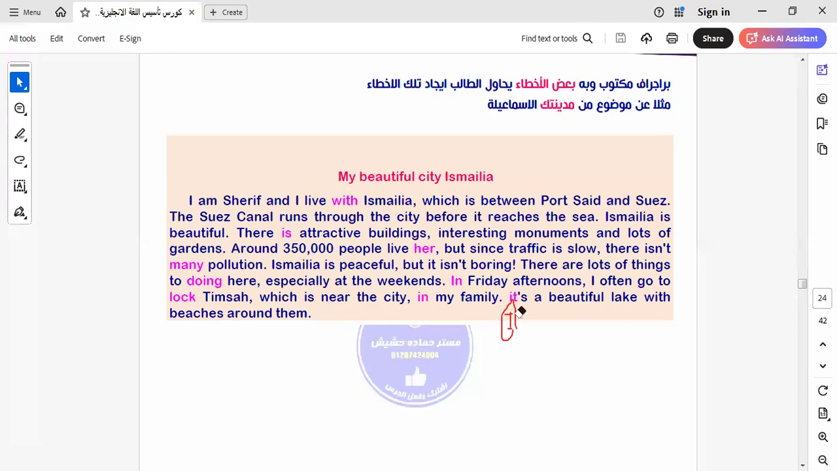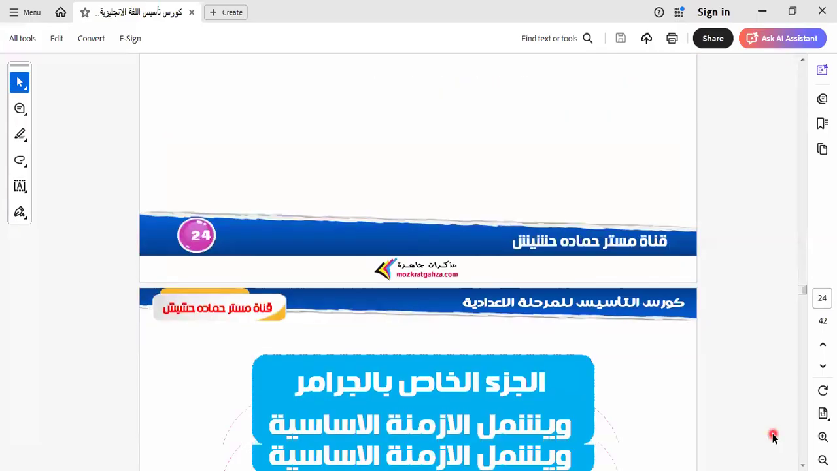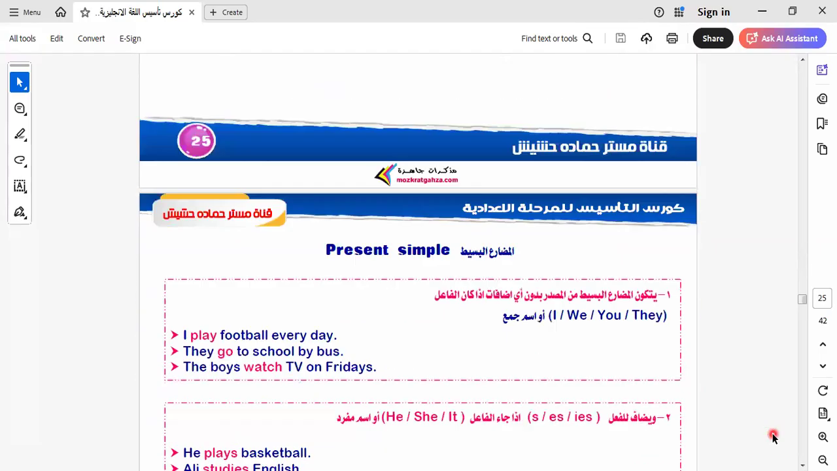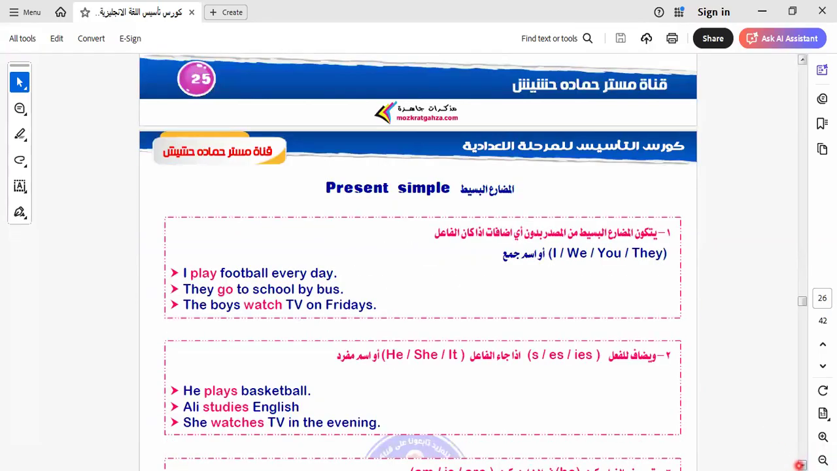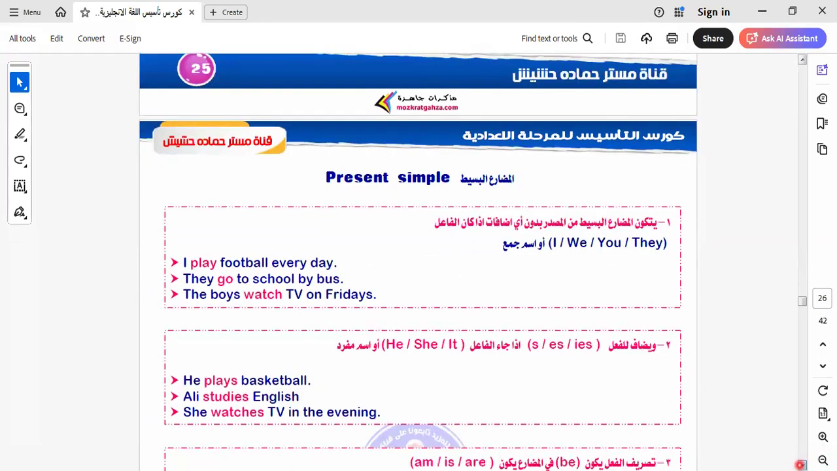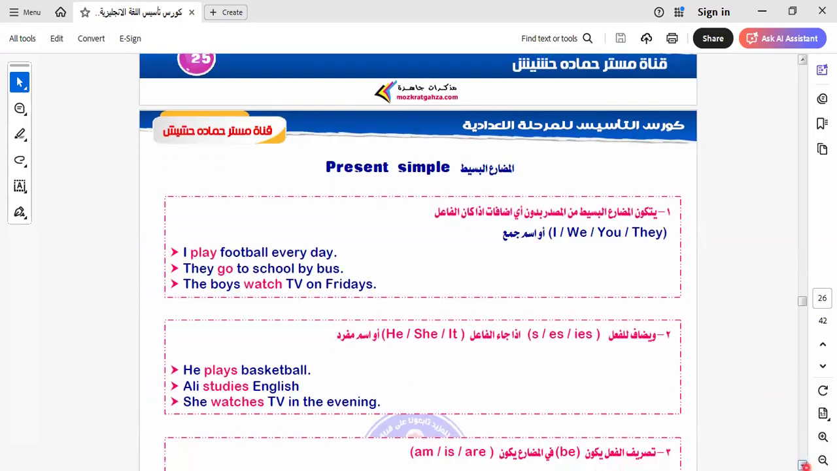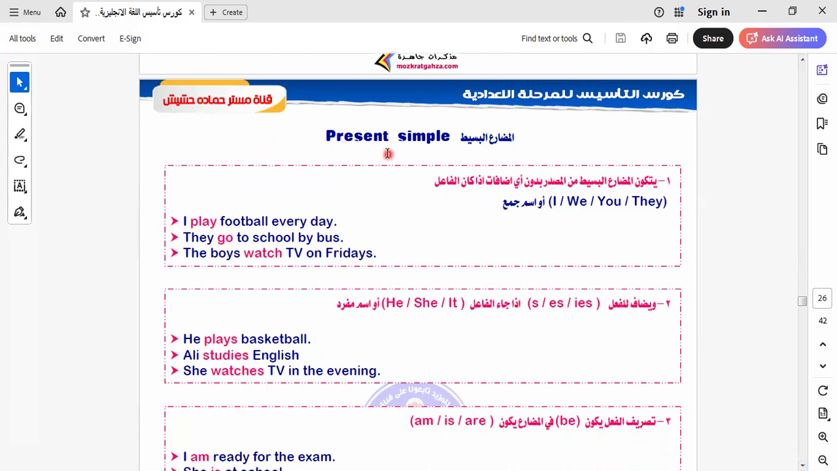Let's go to another item here. Today I will start the next part in this booklet of this course, which is the present simple tense. We use the present simple tense to express, as we took in the academic year, habits, routines, and facts. So the present simple tense is used for what? Repeat with me: facts, habits, and routines.